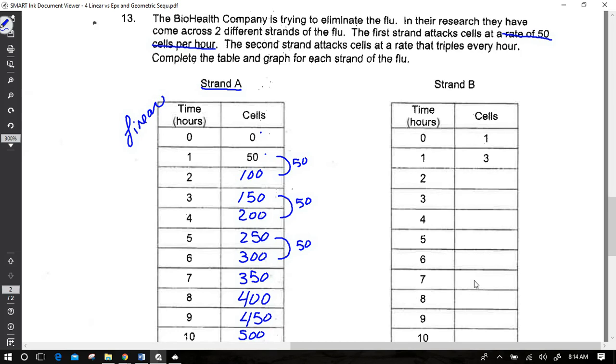Okay, now we're going to go look at strand B. Strand B says that it attacks the cells at a rate that triples every hour. So if it triples, then this is going to be times 3. So 3 times 3 is 9, times 3 is 27, times 3 is 81, times 3 is 243. And then I'm going to continue filling in my table. I'm just using my calculator to help me with this. All right.